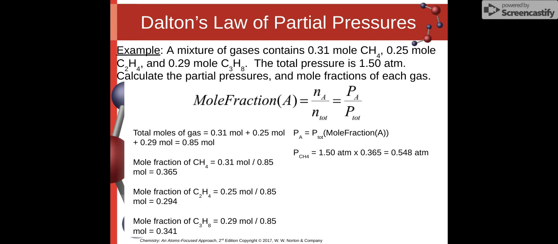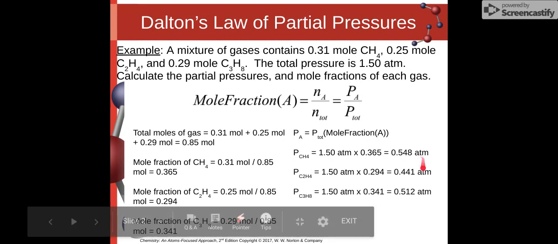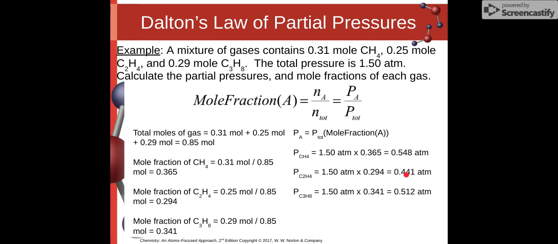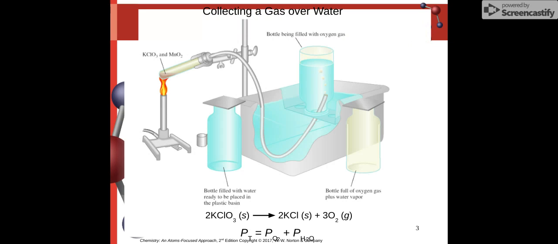We have the total pressure, which is 1.5 atmospheres, times 0.365, and so this works out to be 0.548 atmospheres. You can do that for the other 2 gases, and if you add up all 3 of these values, it adds up to 1.5 atmospheres. That makes sense because the total pressure has to be equal to whatever the total pressure was told to us in the problem. And so this is one real important application of partial pressures.